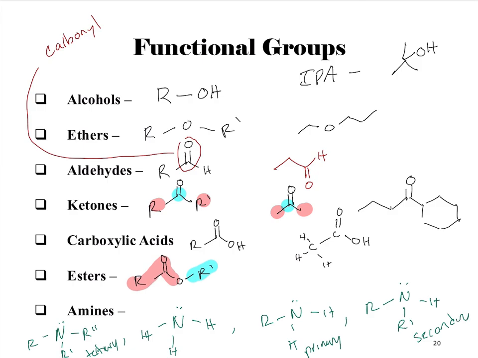And so the classification that's kind of confusing is amines and alcohols. Alcohol is classified based off of the carbon that it's bonded to. Amines are classified by the number of carbons that are bonded to the nitrogen.